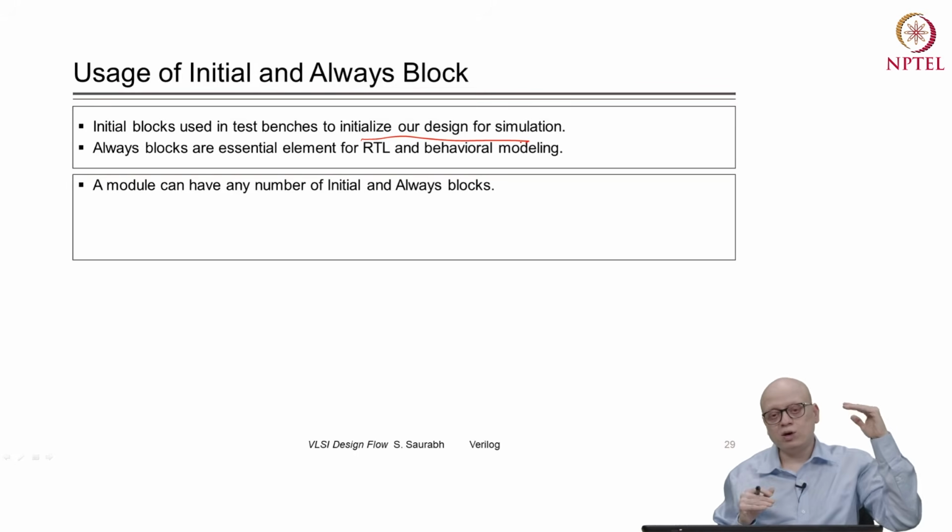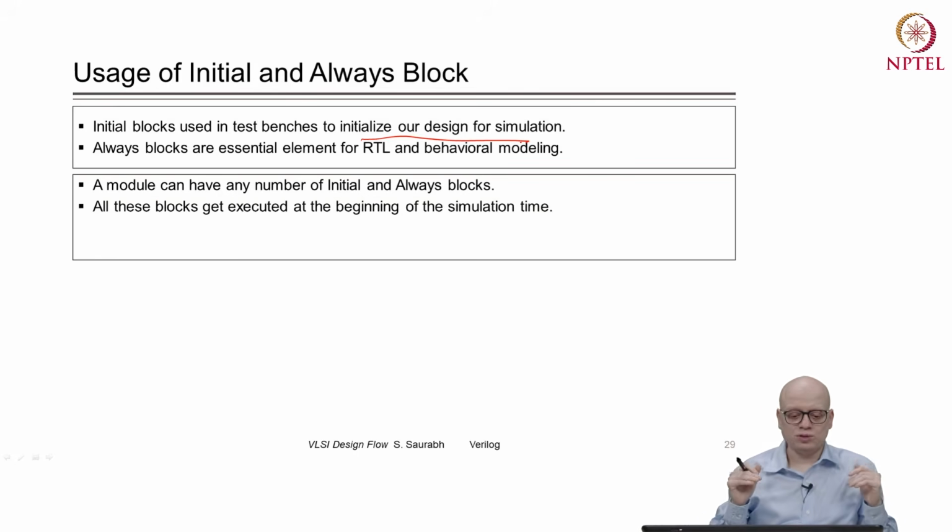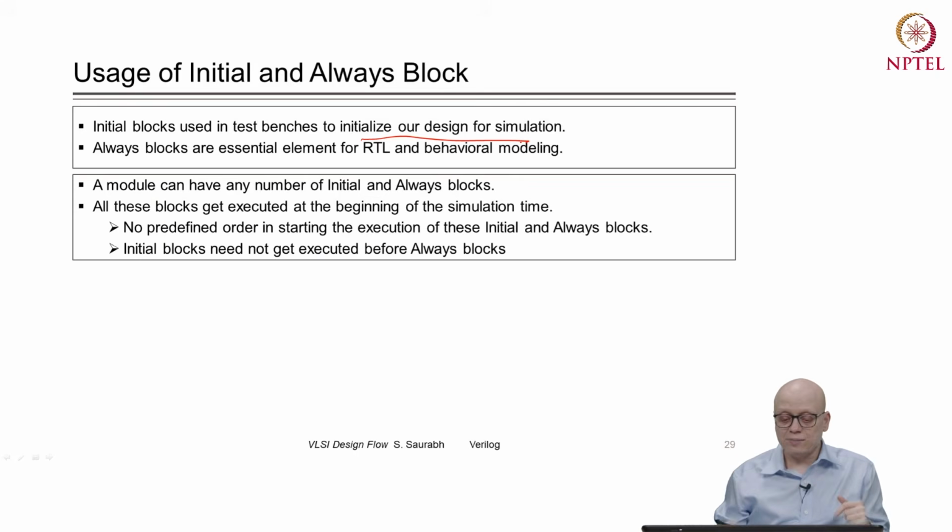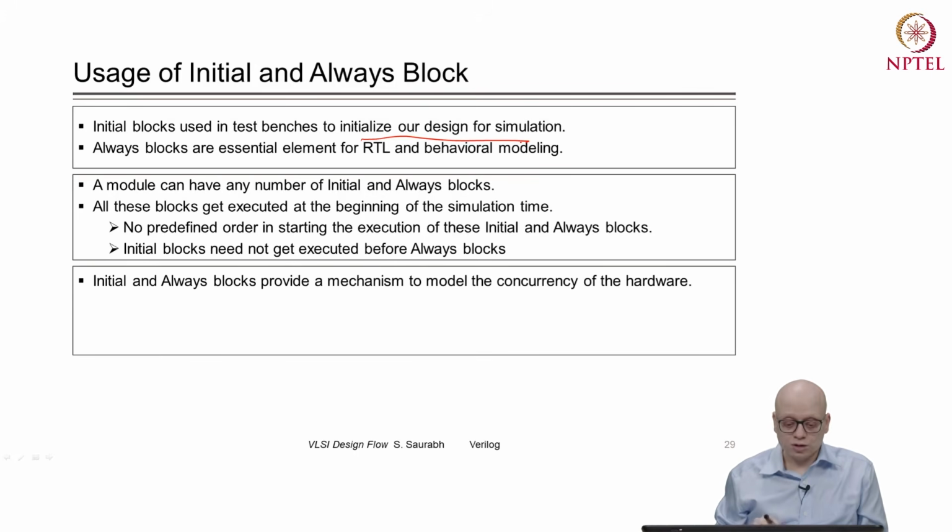A module can have any number of initial blocks and always blocks. There can be multiple always blocks and initial blocks, and there is no precedence between them. All these blocks get executed at the beginning of the simulation time, and there is no predefined order in starting the execution of these initial and always blocks. It also means that initial blocks need not be executed before the always blocks. So, initial and always blocks provide a mechanism to model the concurrency of the hardware. Now, why is there no predefined order?